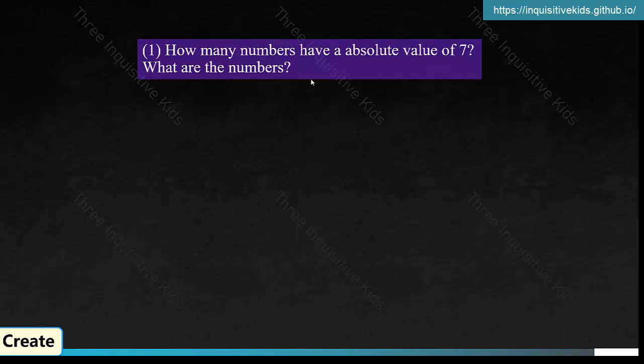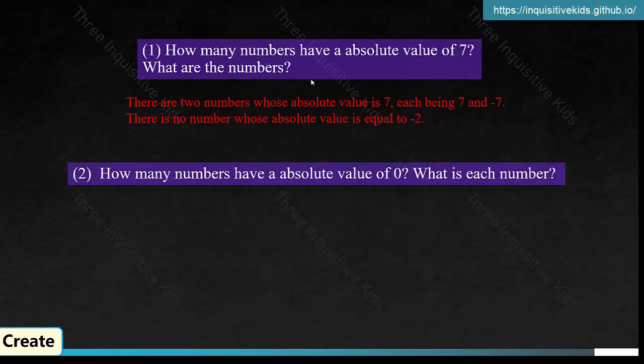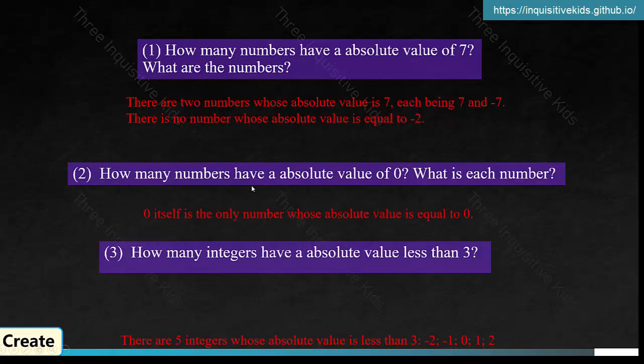How many numbers have an absolute value of 7? What are these numbers? Two numbers have the absolute value of 7, being 7 and negative 7. There is no number whose absolute value is equal to negative 2, because all absolute values are positive. How many numbers have an absolute value of 0? What is each number? There is one number that has the absolute value of 0, and that's 0.